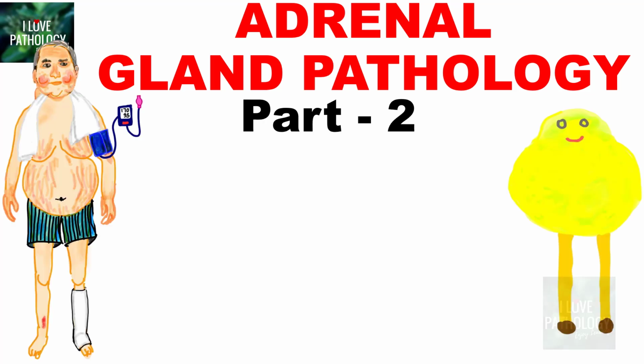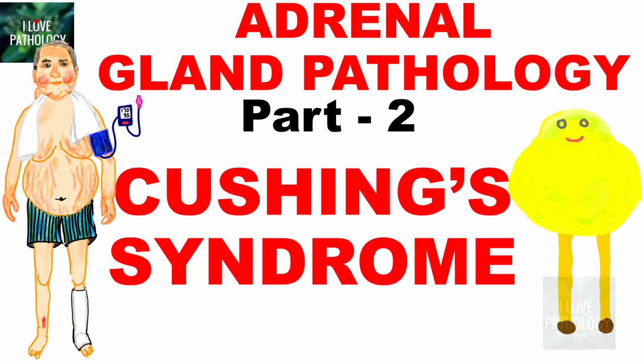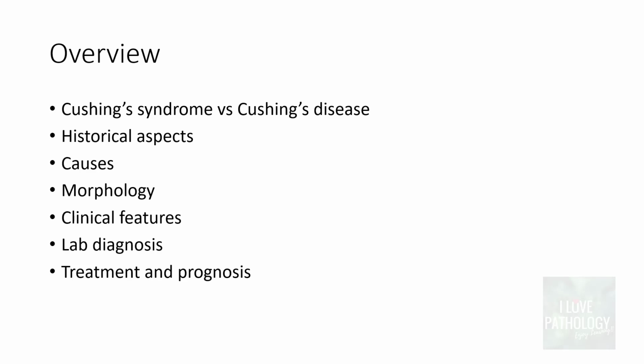In this part, I'm sure looking at the illustration, you know now that I'll be talking about Cushing's syndrome. So in the next 10 to 15 minutes, let us see the differences between Cushing's syndrome and Cushing's disease. We will look into some historical aspects. We will list out all the possible causes of Cushing's syndrome, a bit about morphology, in detail about clinical features, lab diagnosis, treatment, and prognosis of Cushing's syndrome.